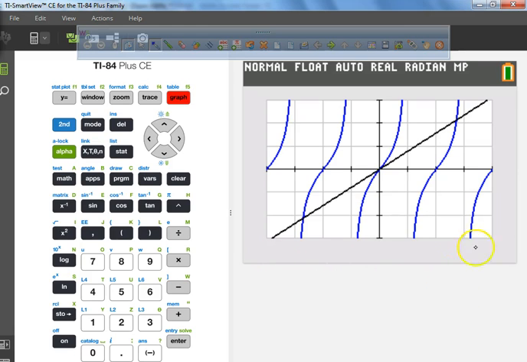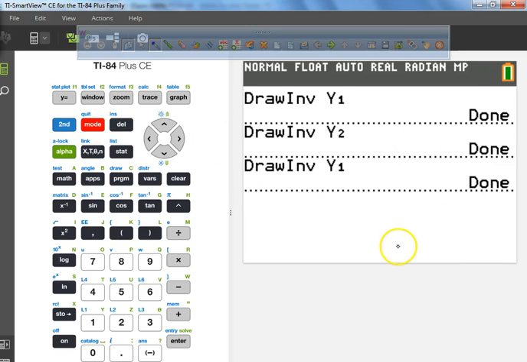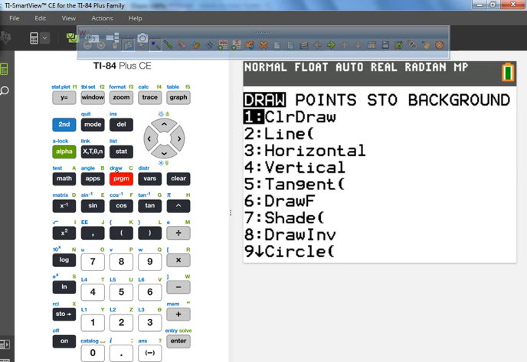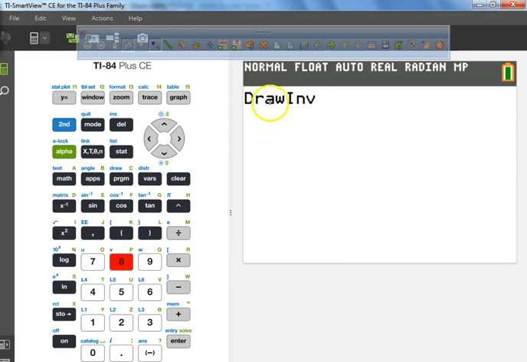So my inverse should reflect across this graph y equals x. Now there's kind of a cool thing that you could do in your graphing calculator, that the calculator will actually draw the inverse. It won't tell you what the function is, but it'll draw it for you. Okay? So check this out. What I want you to do is go to second program where it says draw. I'm going to go to number 8 where it says draw inverse.